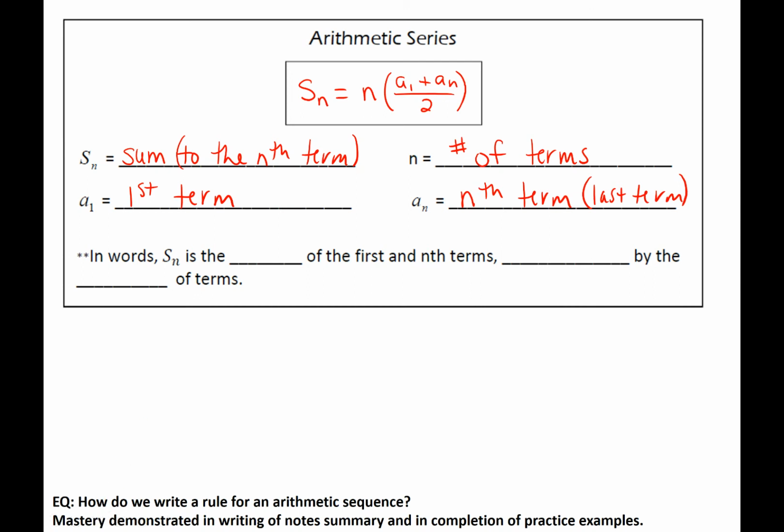Okay. All right. So in words, the S sub n is the average of the first and nth terms. So you see a sub 1 plus a sub n divided by 2. So that's the average. And then that is multiplied by the number of terms. My deepest apologies for getting those words wrong. Okay, got it all right now. Moving forward.